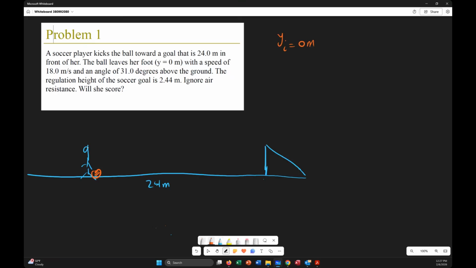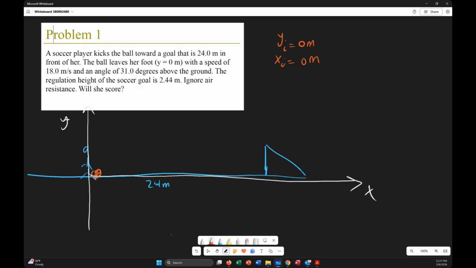Okay, so I use a different color. This is going to be my x-axis. This will be my y-axis. So what does it mean? From here, I get one more piece of information. x0 is 0 meters as well.